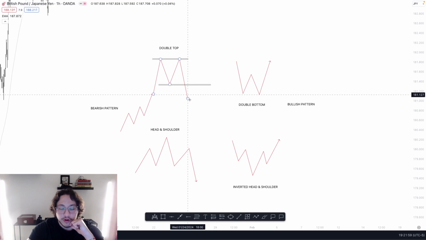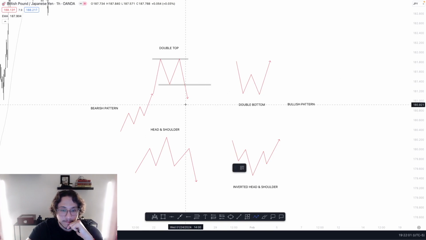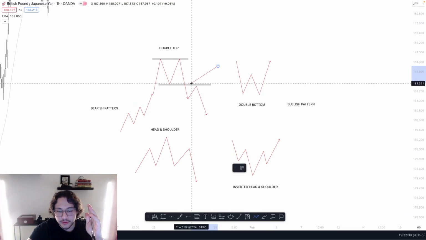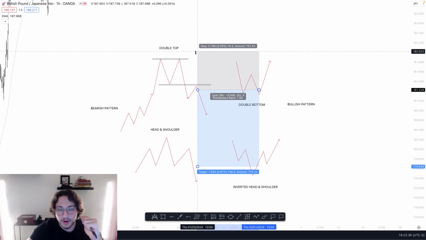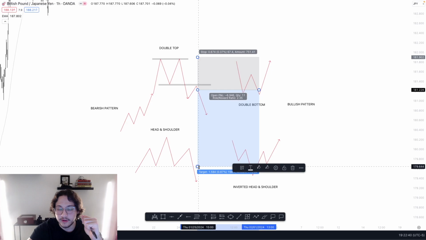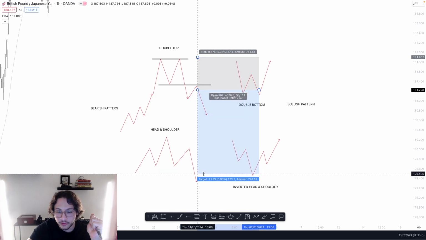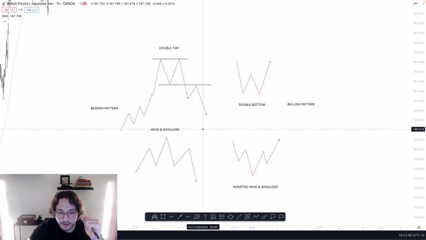Whenever you enter this trade over here, let me just put this back over here. Once you get your confirmation and you enter the trade, the idea is to place your take profit and your stop loss like this. You're gonna have your stop loss above the previous high, which is over here, and then you want to target a 1 to 2 or a 1 to 3. So that's the idea to place your stop loss.